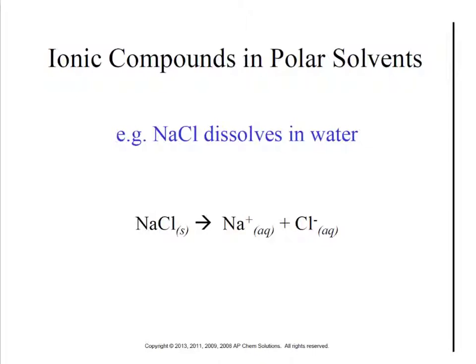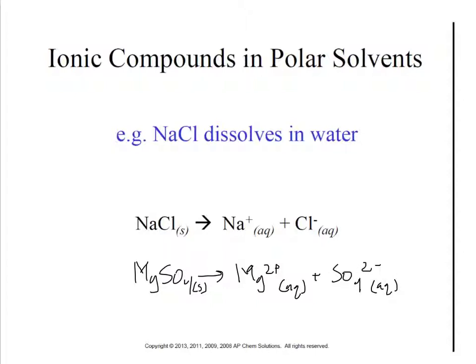We can do this with any ionic compound that's going to ionize. Something like MgSO4, a solid, is going to ionize into Mg2+, which is aqueous, and SO4 2-, also aqueous. And of course, balancing matters, so if we have something like MgCl2, magnesium chloride, which is a solid, and we dissolve that in water, it's going to ionize into Mg2+, which is aqueous, and 2 Cl-, also aqueous. That just shows that since we have two chlorides in the formula, we have two chlorides right there.